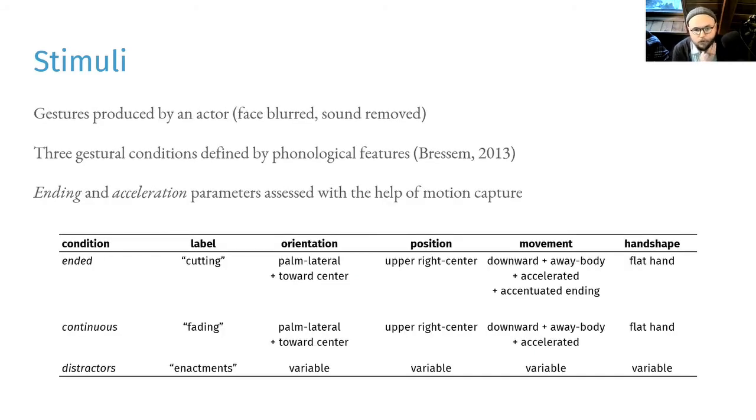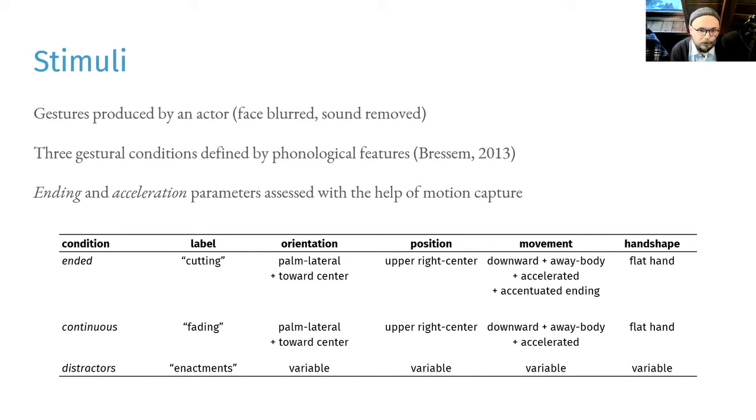The gesture part of the stimuli involved ended and continuous gestures produced by a gesturer, who happens to be me, executing a set of gestures defined by phonological features of hand orientation, position, movement, and hand shape. The 2 critical conditions differed only in the parameter of accentuated ending.